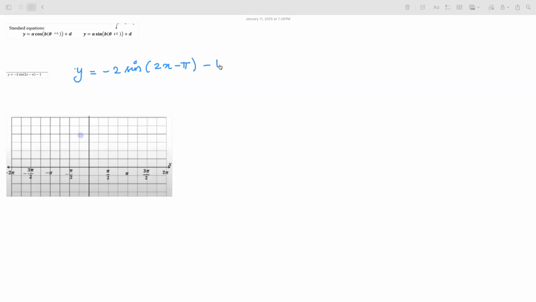Shall we go ahead and graph it, or do you want to try? Yeah, you can definitely try. Or at least I'll go ahead and work with you on midline, amplitude, max, min, phase shift, period. Can I do that? And then after that you can continue. Okay, let's go ahead with amplitude. What is the amplitude?